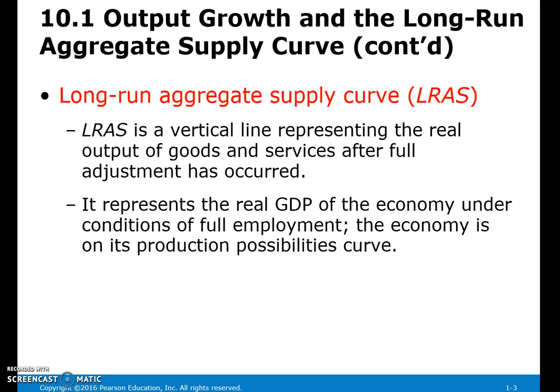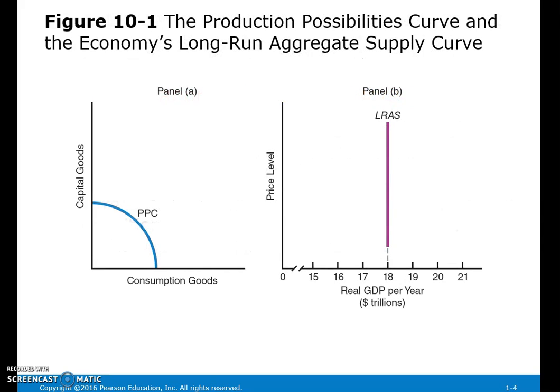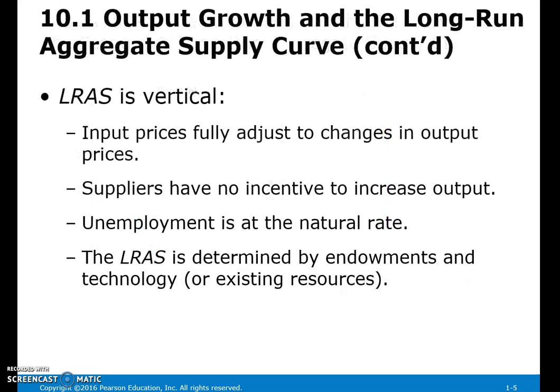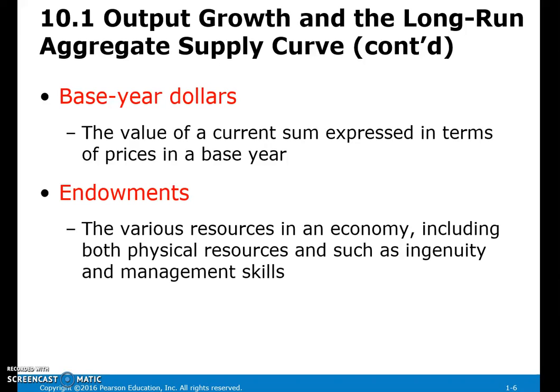It represents the real GDP of the economy under conditions of full employment, and the economy is on its production possibilities curve. On the left, we have a production possibilities curve, so just imagine that we're on some point on that. And on the right, we have a long-run aggregate supply curve, which of course is vertical. This is because input prices fully adjust to changes in output prices. Suppliers at this point have no incentive to increase output, and unemployment is at its natural rate. The long-run aggregate supply curve is determined by endowments and technology or existing resources.